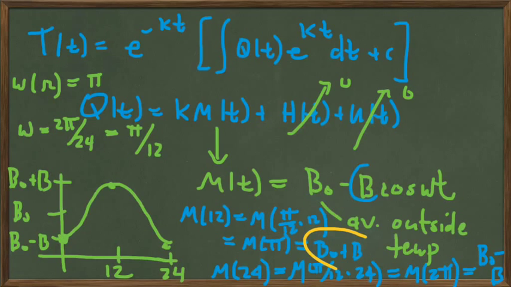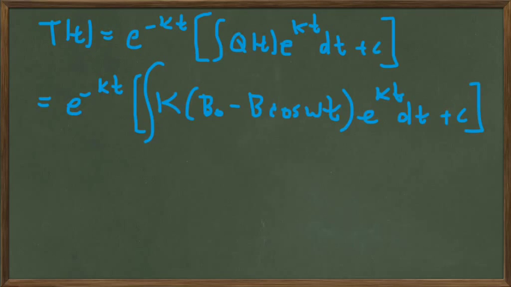So it's a sine function or a cosine function, but we're taking a portion of it that's not the typical way we look at a sine function. So what does this T of t function turn into in that case? Let's set that up on the next blackboard. Remember that we're replacing the q of t with k times b0 minus b cosine omega t, that outside temperature function.